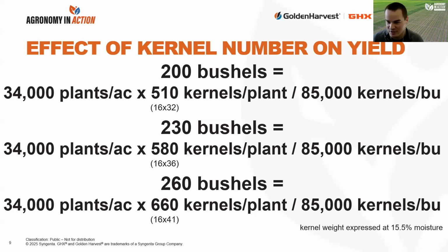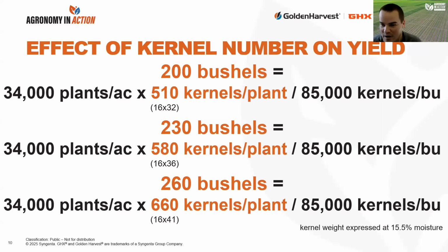If you have less kernels to produce a bushel, that means those kernels were heavier. If it took more kernels to produce a bushel, that means the kernels were lighter. So again, just related to kernel weight. So for this example, I kept that plants per acre the same, the weight per kernel the same. The only thing I changed is the number of kernels per plant. So if you're trying to achieve 200 bushel corn, and if your ear is producing 510 kernels per plant, that's roughly a 16 by 32. That will get you about 200 bushels.